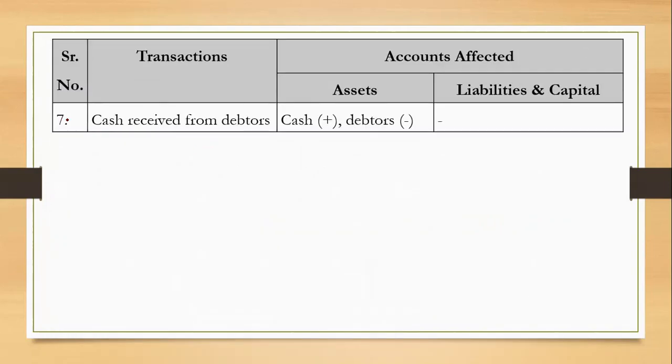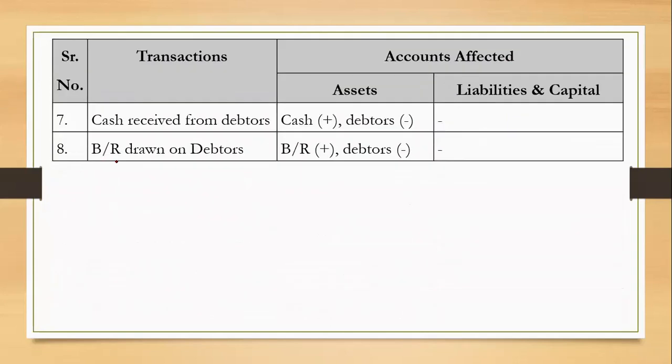Next, 7th, cash received from debtors. When you receive cash, cash increases, and debtors value will decrease. No effect on the capital or liabilities. 8th is bills receivable drawn on debtors. So this was discussed earlier. Amount of bills receivable will increase and the amount of debtors will decrease.